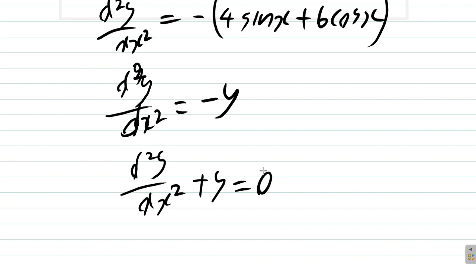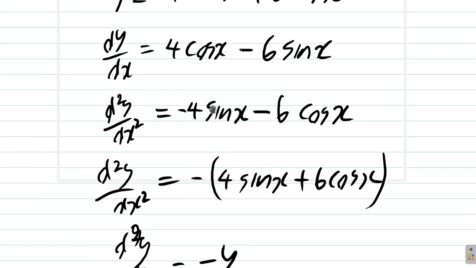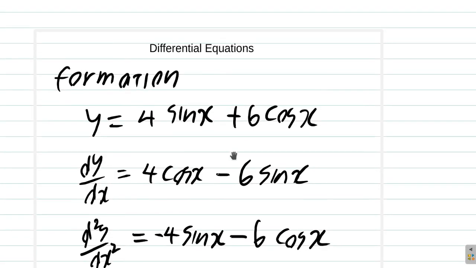And you know the order of this differential equation, it is of the second order because we have d square y by dx squared. Alright? That's of the second order. So we formed the differential equation from y equal 4 sine x plus 6 cosine x. Alright?